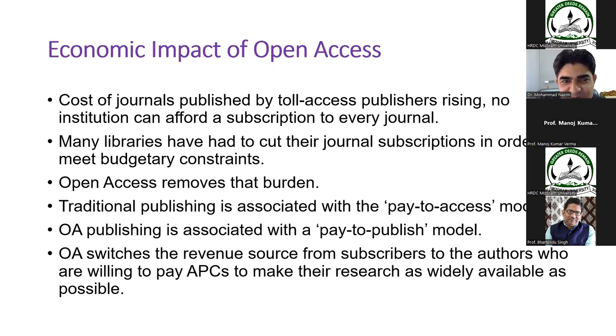It means now authors need to pay. Authors need to pay for publishing their articles, but this is not 100% correct. As I mentioned, out of 18,000 open access journals, around 12,000 journals are not demanding article processing charges. So we still have the option to publish without paying. OA switches the revenue source from subscribers to the authors who are willing to pay APCs to make their research as widely available as possible. But the situation has remained the same: earlier publishers were making money from subscriptions, and now they are making money from the authors by collecting APCs.